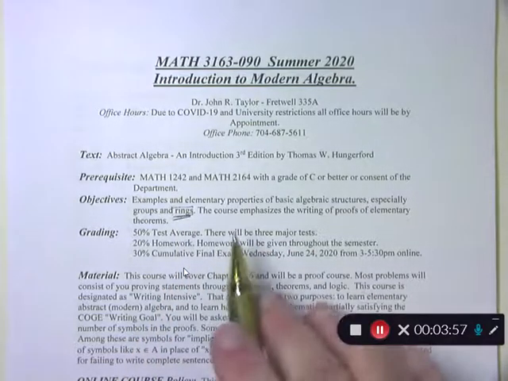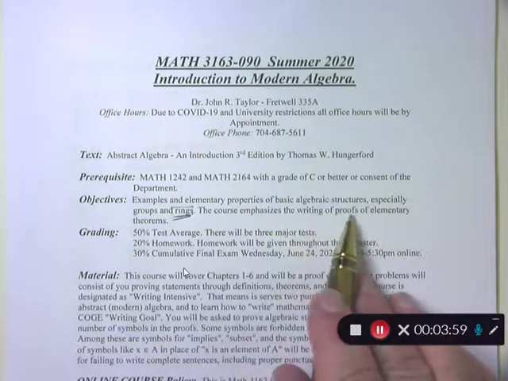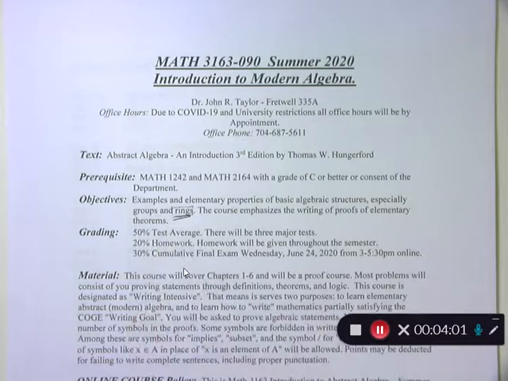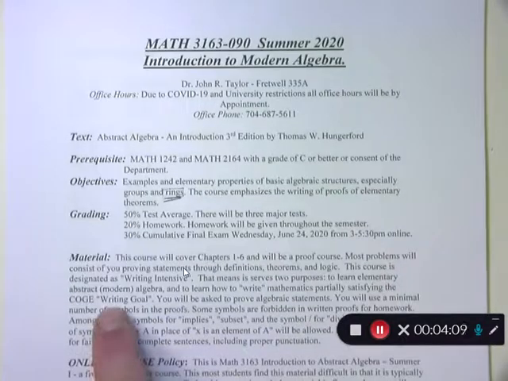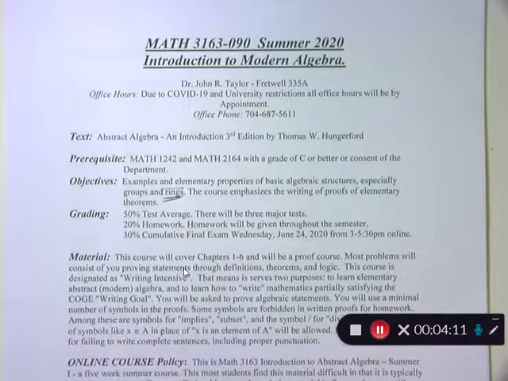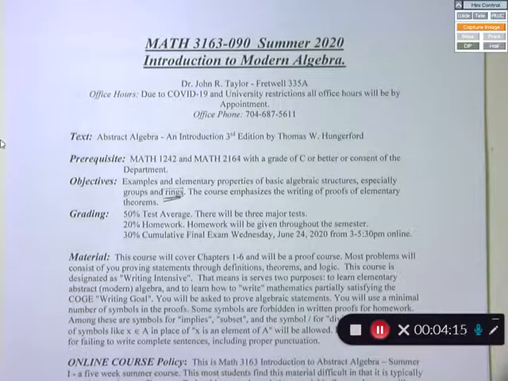The course emphasizes the writing of elementary proofs. So this course also satisfies your writing intensive class that some of us science majors have to have, the COGE writing goal that they're after. That is very helpful for us folks in the math major or double majoring field and the like.